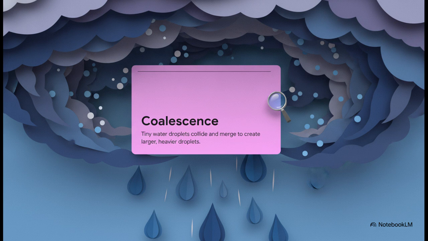That gentle floating is about to end. To understand why rain falls, we have to understand coalescence. That's the process of tiny water droplets colliding and merging together to create much larger, heavier droplets.